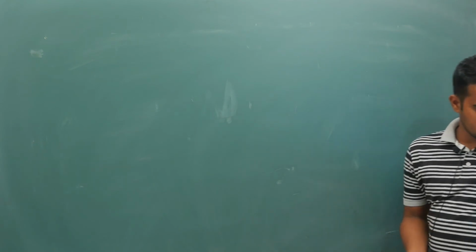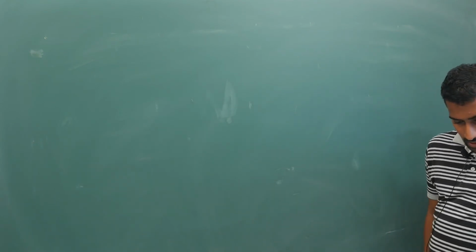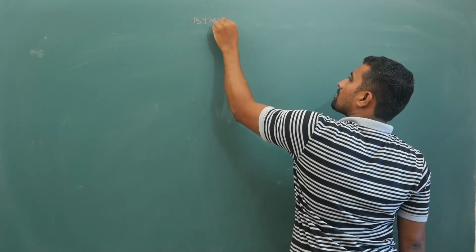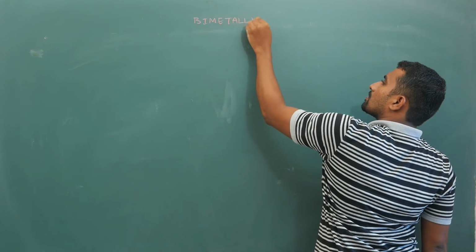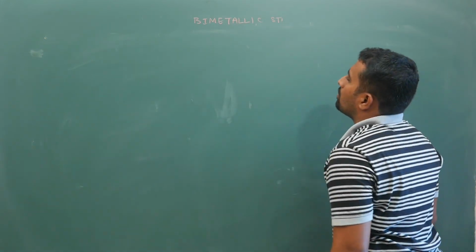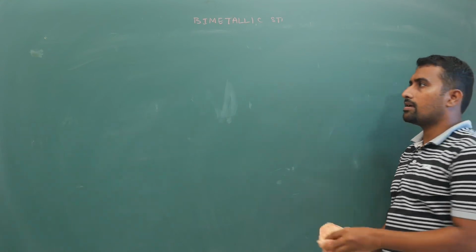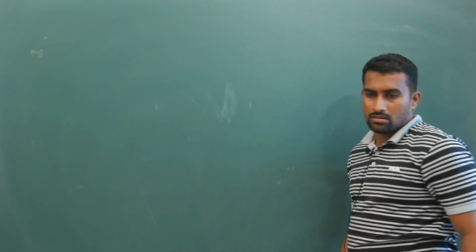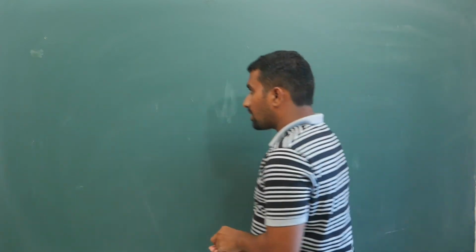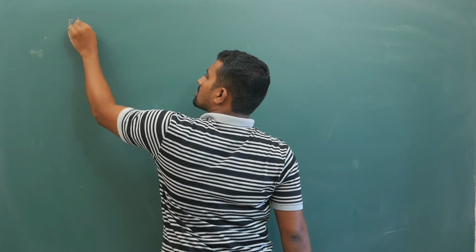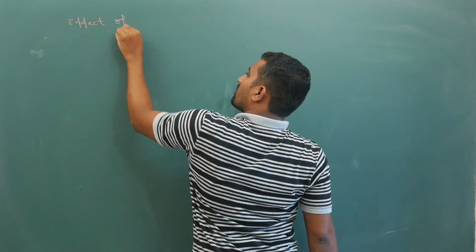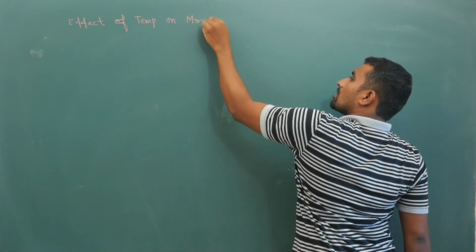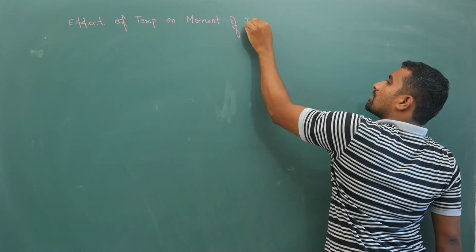a bimetallic strip. Okay, your next part is your bimetallic strip. Now bimetallic strip we will do separately, but before that I forgot an important one, that is your effect of temperature on moment of inertia.